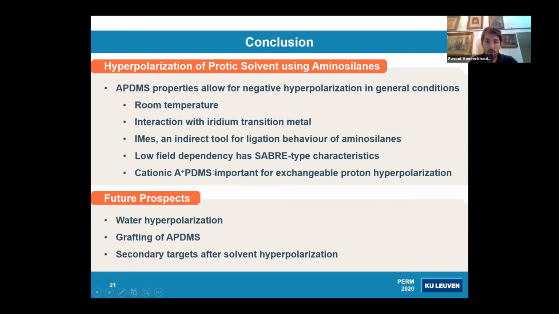It seems we have some clues about what is important, and we can base our research further on trying to get the system more efficient. Future prospects, of course, are water hyperpolarization itself. One of the things we can try is to graft both our APDMS and our ligand and our catalyst to a silicon support, and then see if we can do the same in aqueous conditions by changing our catalyst a little bit and see if we see the same effect. And of course, the most important step is trying to use this source of exchangeable protons for secondary target hyperpolarization.